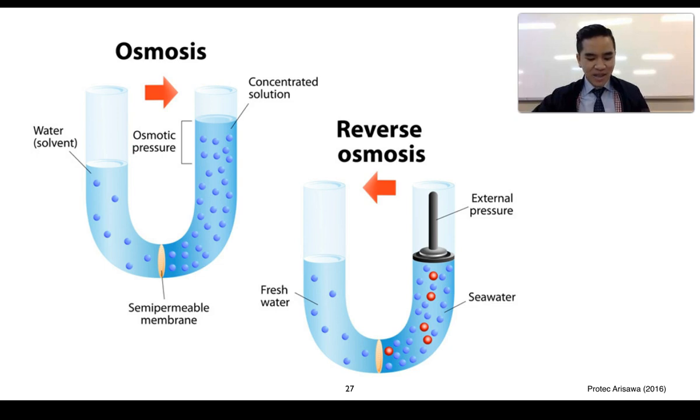To do that, we would need to supply external pressure, which can be quite energy intensive, to get water to move from an area of high solute concentration to a region of low solute concentration. As a result, on the left side, we will end up with fresh water without this high concentration of salts. However, the seawater itself, like mentioned before, will become very, very concentrated. And like with thermal distillation, we would need to find a way to dispose of this.